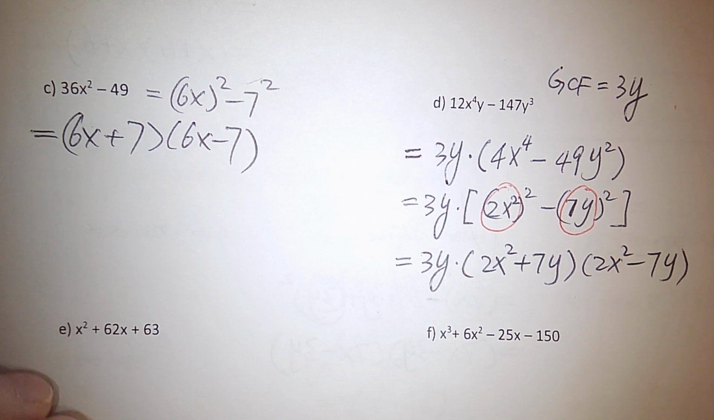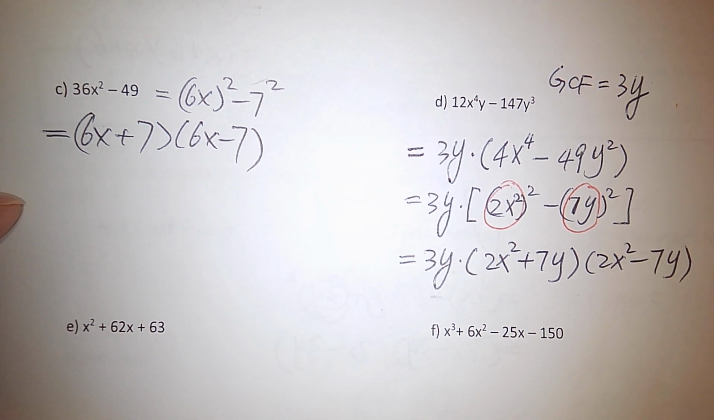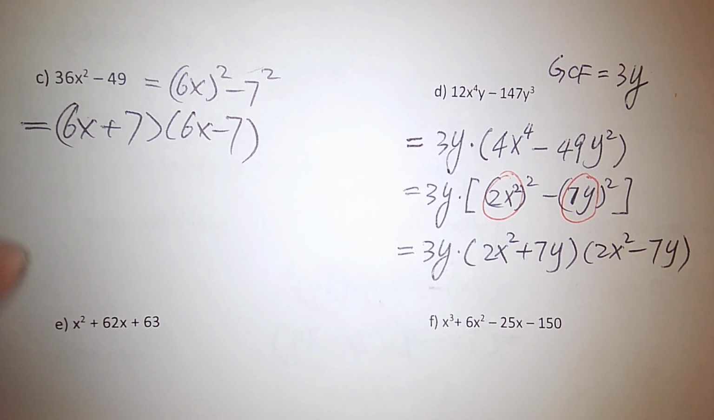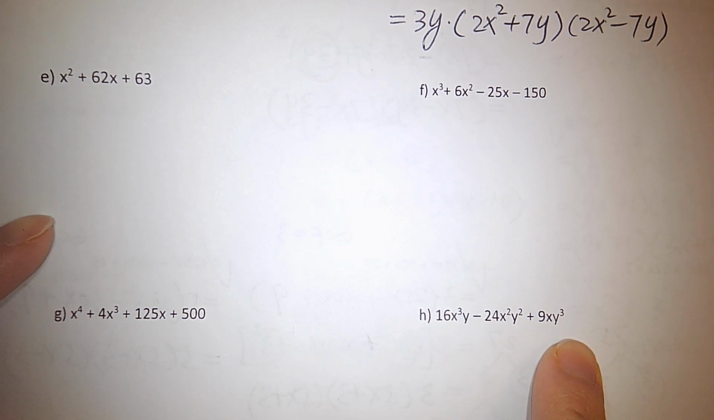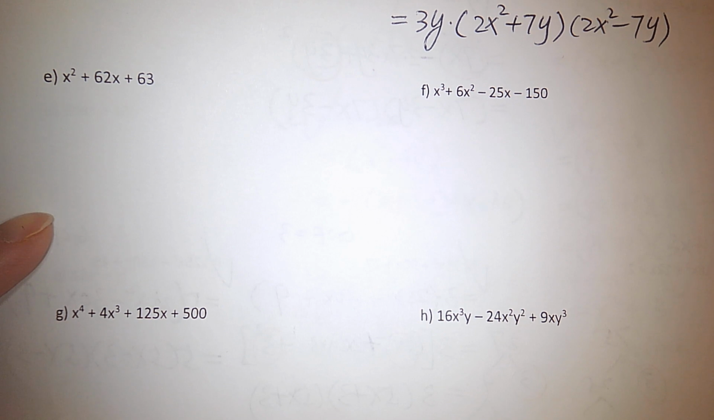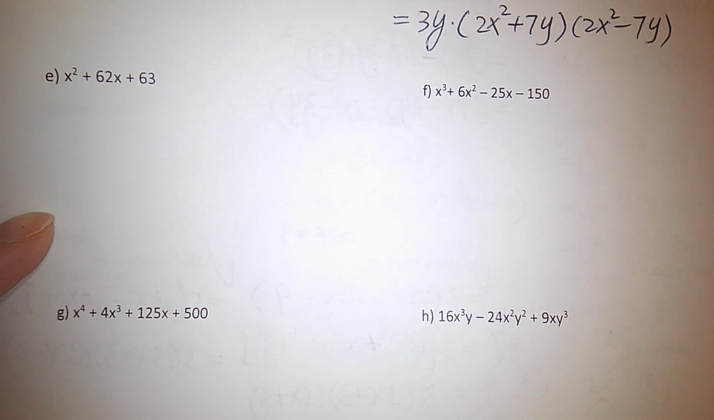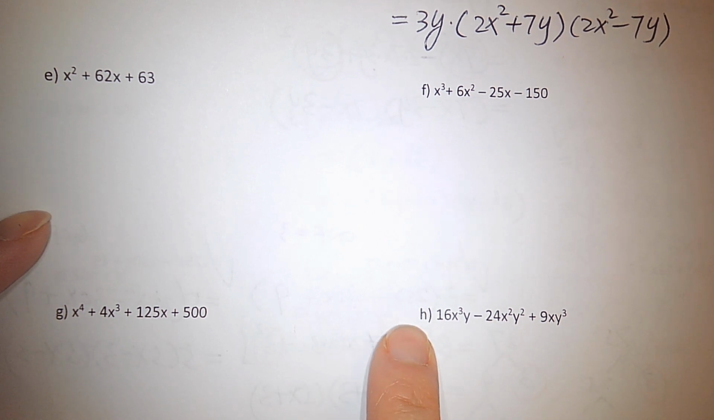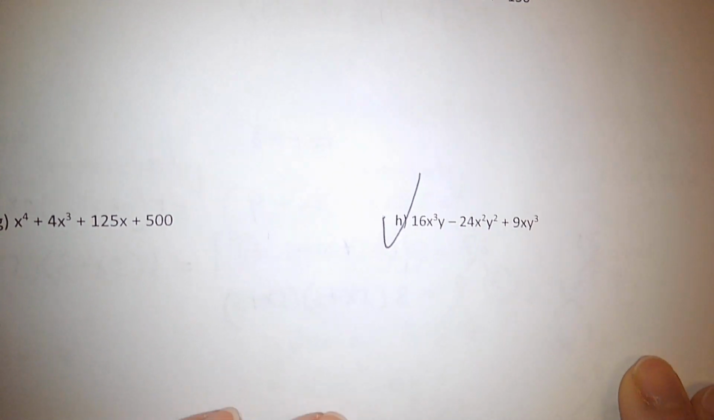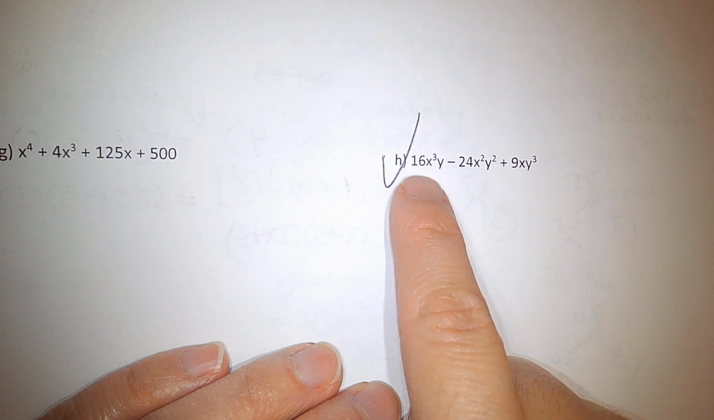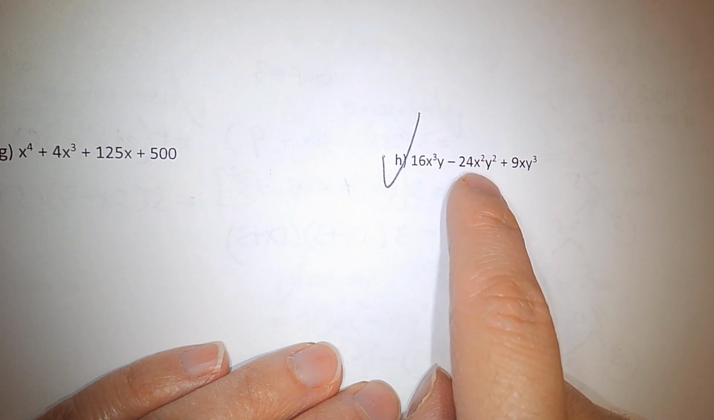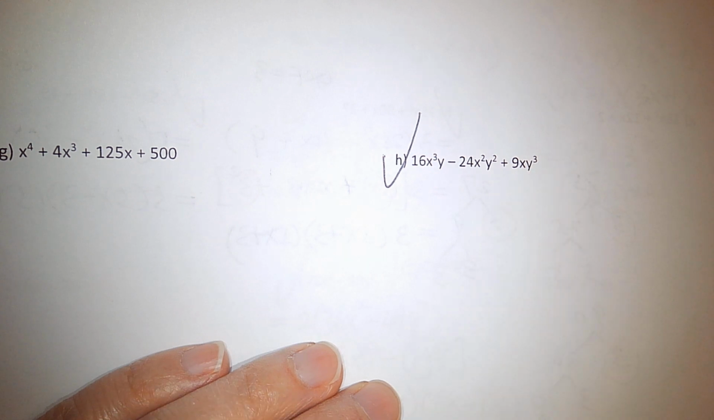Alright, now let's look at when the polynomial is a trinomial. What should we do? Same thing. Factor out the GCF first. Then see whether we're able to keep on factoring it, either by formula, or by the Fourier method, or by the grouping method, okay? So let's give it a try for question H. x cubed y minus 24 x squared y squared plus 9 x y cubed.